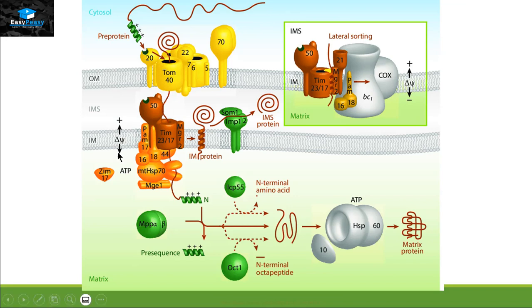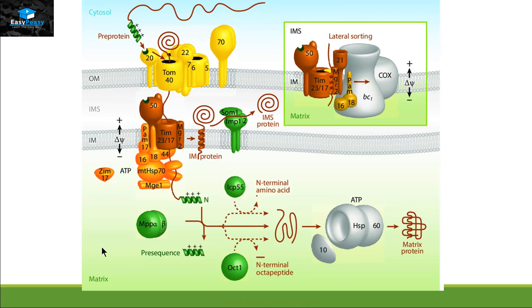Now this is the same type of thing that is happening in the previous picture. This is the Tom complex, this is the Tim23 complex, and the protein is inserted by the chaperone HSP70 by using the ATP molecule. Now once the protein is inside the matrix, some more enzymes will come and will modify this protein.